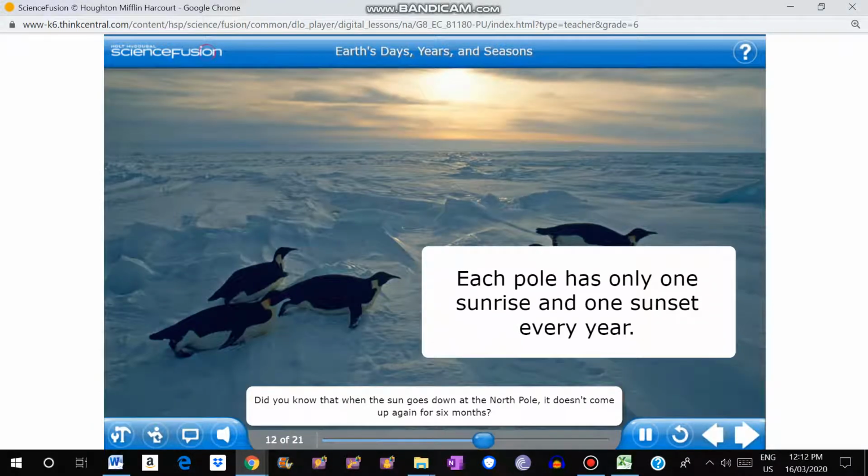Did you know that when the Sun goes down at the North Pole, it doesn't come up again for 6 months? And when the Sun comes up, it doesn't set for 6 months. This happens at the South Pole too.